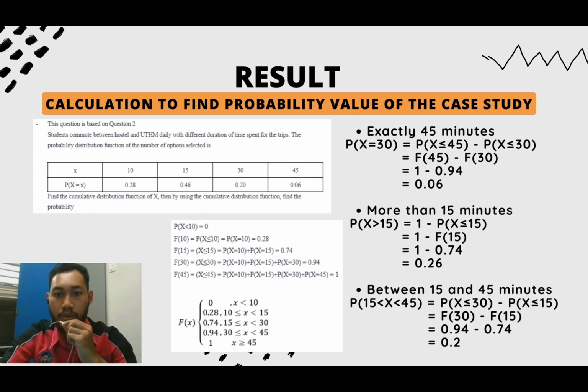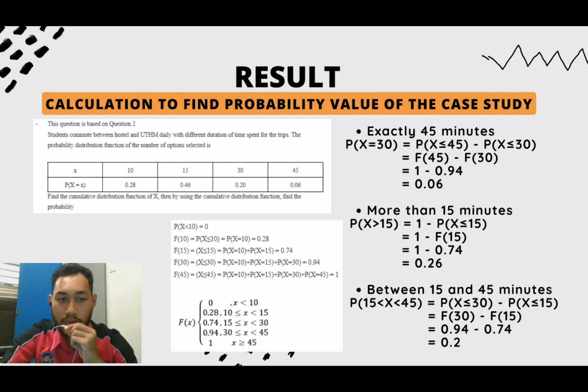Next, we will find the probability for the case study. This question is also based on question 2. Students commute between the hostel and UTHM daily with different durations of time spent for the trips. The probability distribution function of the number of options selected is, we do x for 10, 15, 30, and 45, and the probability distribution is 0.28, 0.46, 0.20, and 0.06. Find the cumulative distribution function of x. Then, by using the cumulative distribution function, find the probability.